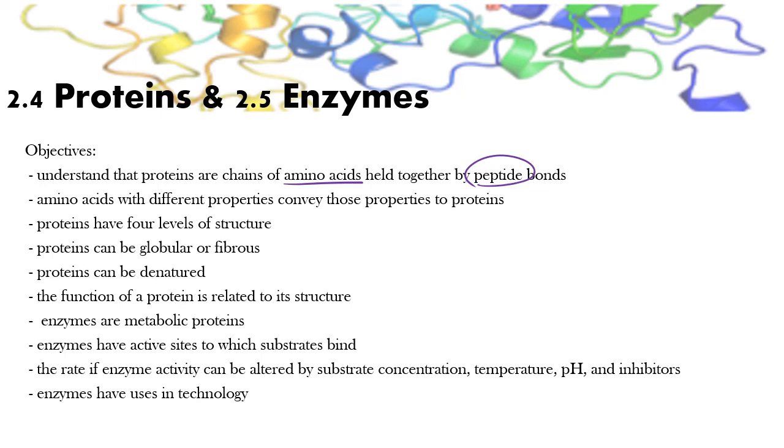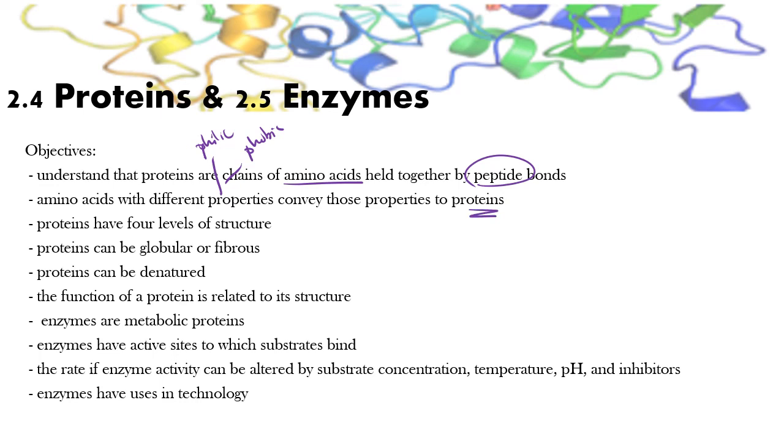We know that amino acids have different properties. Some of them are hydrophilic and some of them are hydrophobic. Some of them are acidic, some of them are basic, some of them are positively charged, some of them are negatively charged, and those different kinds of amino acids will give our proteins different properties.